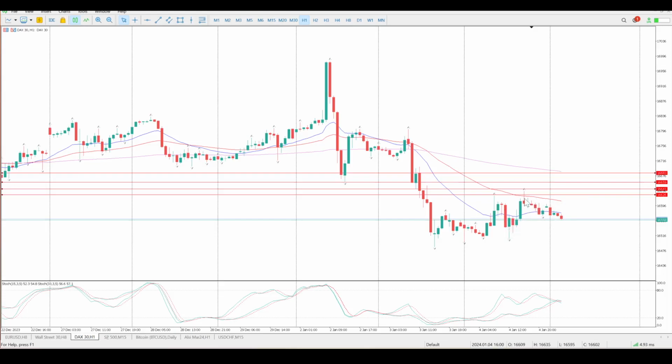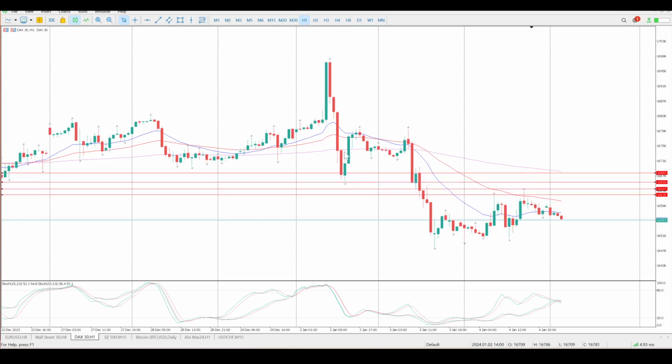What I'd be looking for right now is a rejection in one of these areas. We're on the hour here, so I'll be looking for rejection in one of these areas from 16,659, 16,641 and 16,626. This one up here is also probable, which is 16,683, but that's if it breaks above the moving averages then.